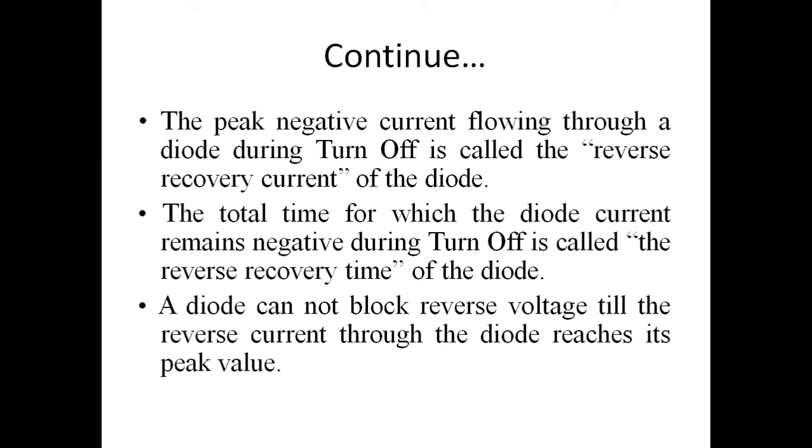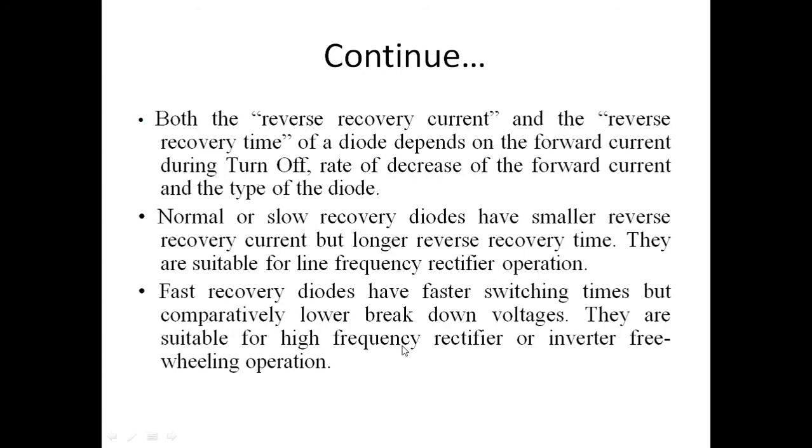Now next, the diode cannot block reverse voltage till the reverse current through the diode reaches its peak value. So, very important, the diode cannot block the reverse voltage till the current through the diode reaches its maximum. Both the reverse recovery current and the reverse recovery time of a diode depend on the rate of decrease of the forward current during turn off, and the type of the diode.